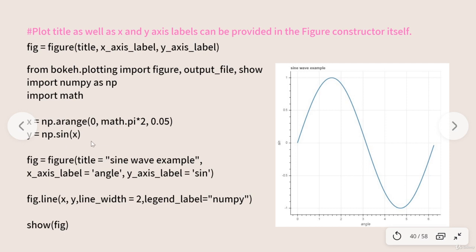And the other series y would be the sine values of x. Okay, so this is my x and y. So setting the figure parameters, title I want to place as sine wave example, then x-axis label I want to name as angle, and y-axis label I want to name as sine. Finally, I want to plot the line between x and y. So I have mentioned some additional parameters like the width of the line that I want and the legend that I want to name. So legend underscore label I want to name as numpy, and then finally the show fig. Okay, so simple.